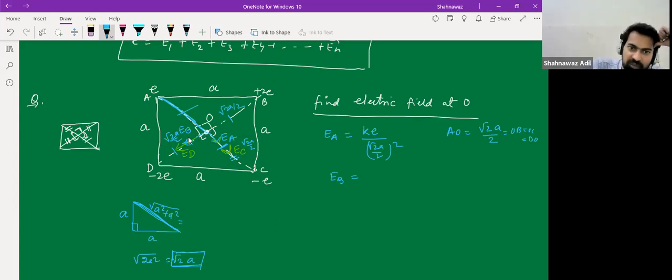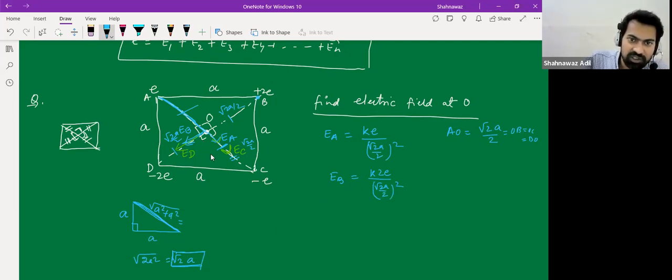What is EB? Electric field due to this point. Yes. K2E. Right. Absolutely right. By root 2a by 2 square. Yes. Correct. Good. So this is EB.